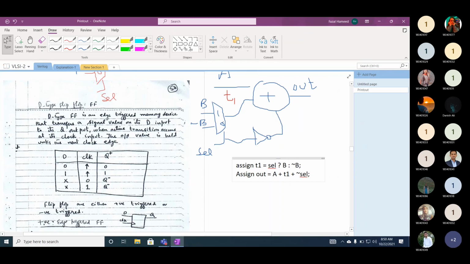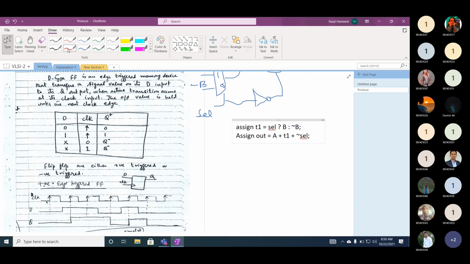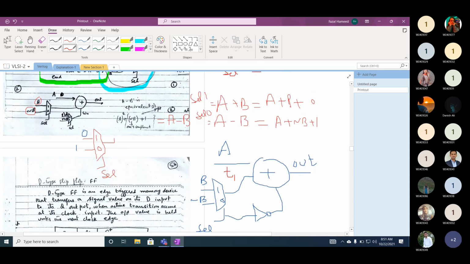Since cell is a 1-bit signal, you can use either the not operator or the logical operator, because cell is a 1-bit signal. You can use both of them. For a scalar signal, tilde cell and exclamation cell will give you the same output. But for a multi-bit signal, the output will be different. For a vector signal. So now here we studied.